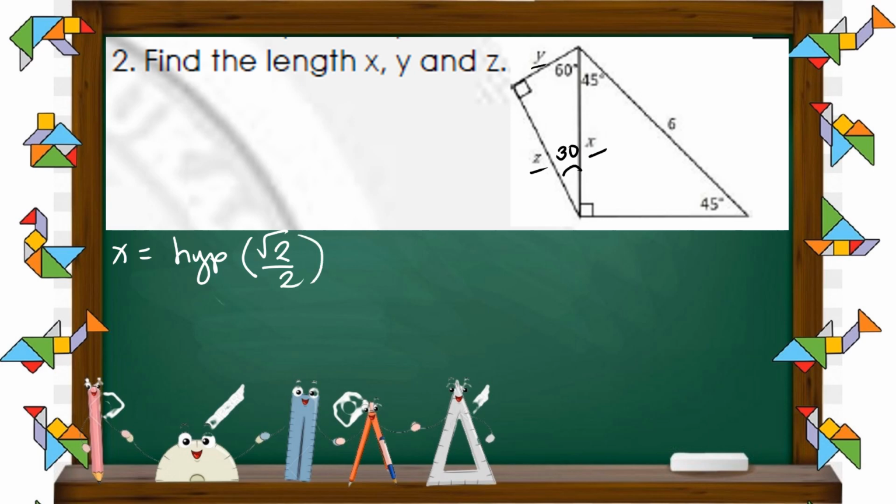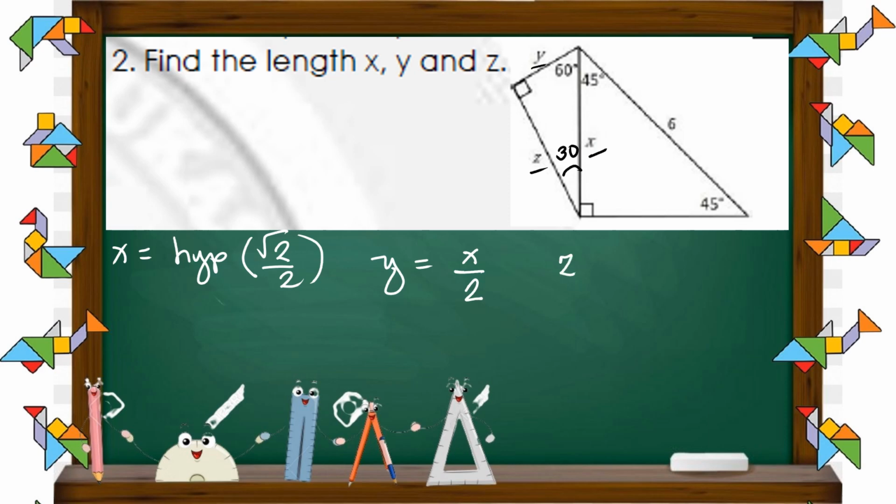Okay, so hypotenuse. Then, we need to find the value of your y. We can only find y if you already have the value of x. So to find the value of your y, that is the value of our x, and then you have to divide it by 2. So you can only find the value of y if you already have the value of x.